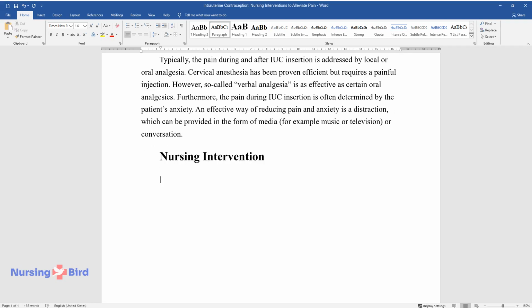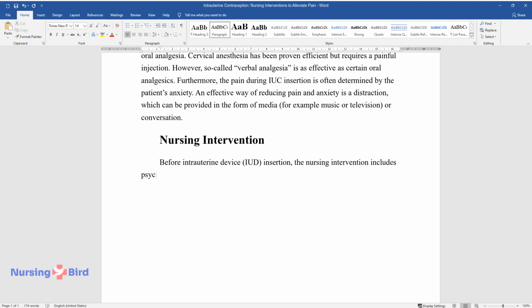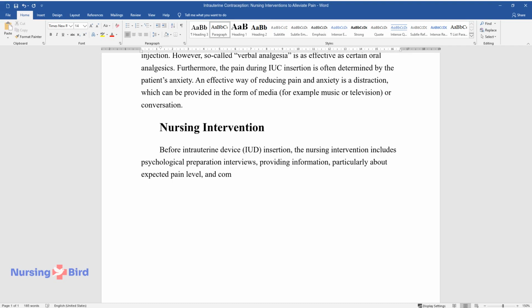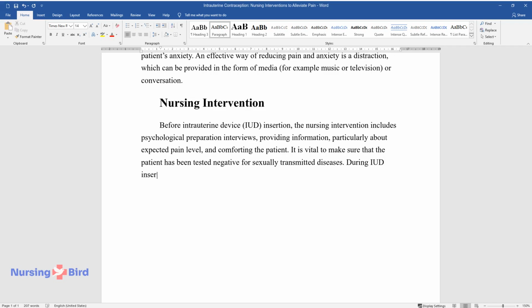Nursing intervention. Before intrauterine device, IUD, insertion, the nursing intervention includes psychological preparation interviews, providing information, particularly about expected pain level, and comforting the patient. It is vital to make sure that the patient has been tested negative for sexually transmitted diseases. During IUD insertion, the nurse provides distraction and comfort to the patient.